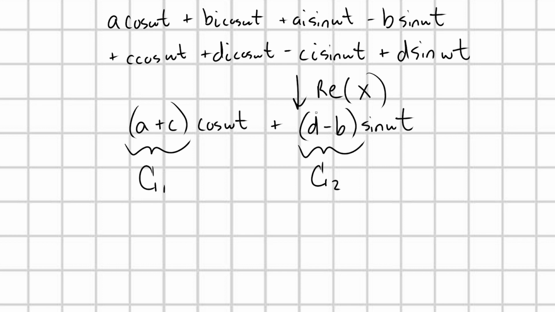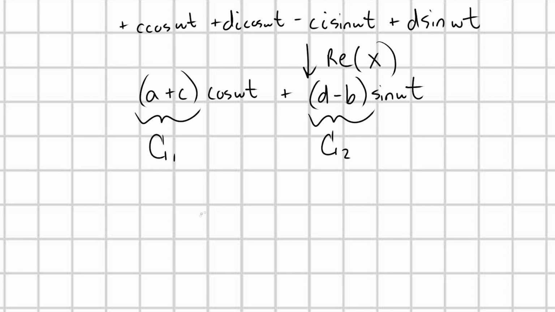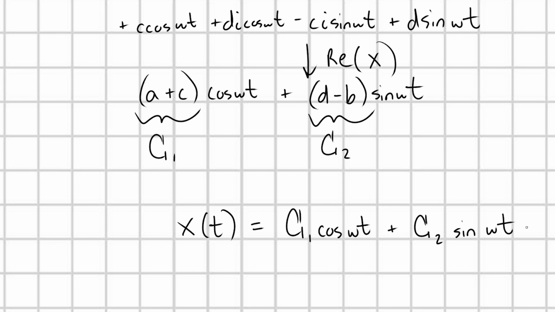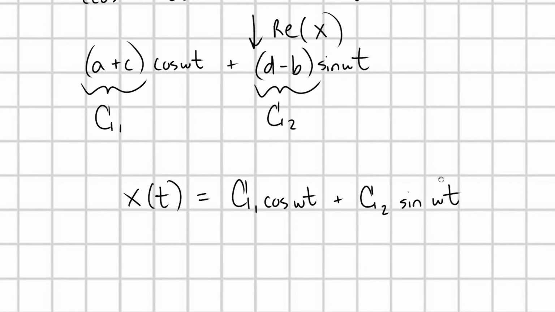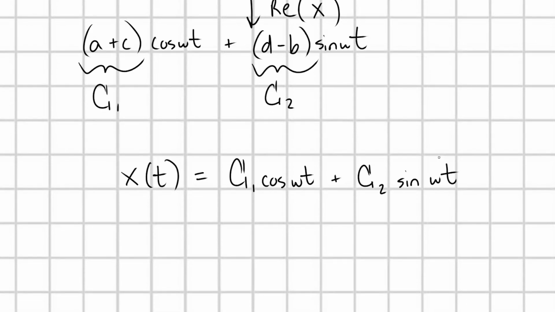Oh, so this feels great. Okay, now we have a real solution to this differential equation. X as a function of t equals C1 cosine omega t plus C2 sine omega t. Ta-da! Man, we worked really hard to get to this solution.